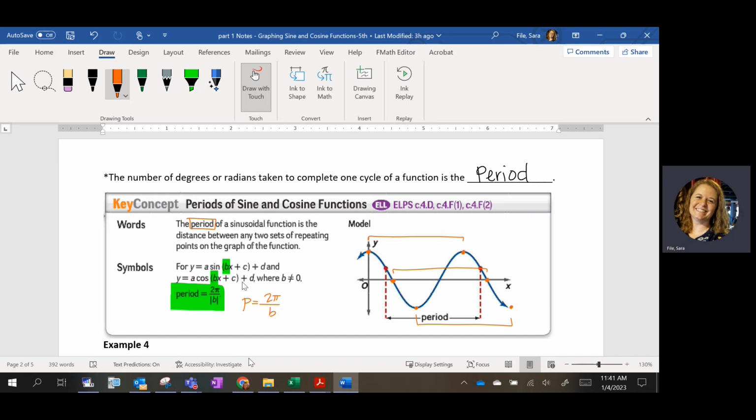But we're also eventually going to work in reverse, where we're going to be given the graph and we have to write the equation. So given the graph, you're going to be able to just see the period and you'll have to use it to find b to write your equation. So this can be rearranged and solved for b, and it would be 2 pi divided by the period. So the b value and the period can switch. So you need to know that in both directions.